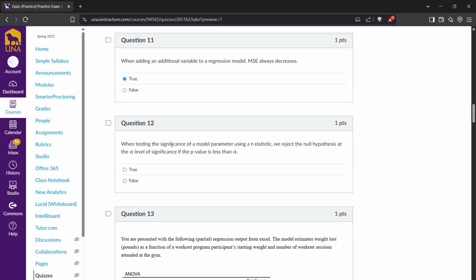12. Testing the significance of a model parameter using a t-statistic, we reject the null hypothesis at the alpha level of significance. All right, alpha level of significance would be 1 minus alpha level of confidence. So I'm doing something like 95% confidence or something like 5% significance. I reject the null hypothesis if the p-value is less than alpha. Alpha is the small number. I want to see a p-value like 0.0000 less than alpha. Yes, this is true.